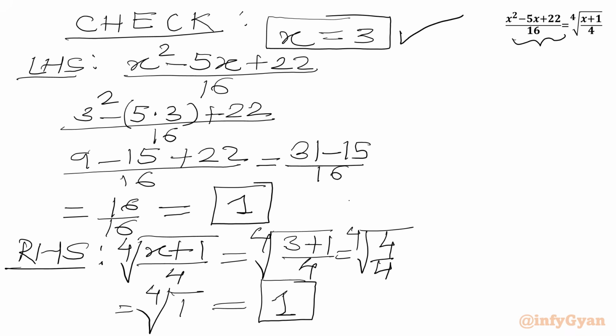By using AM greater than or equal to GM, we can solve radical equations like this.